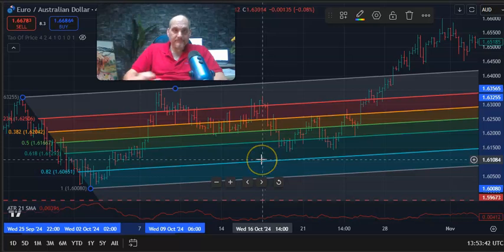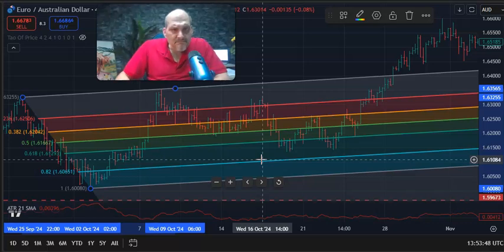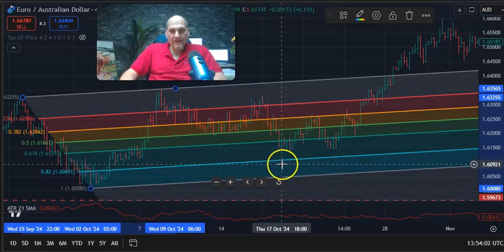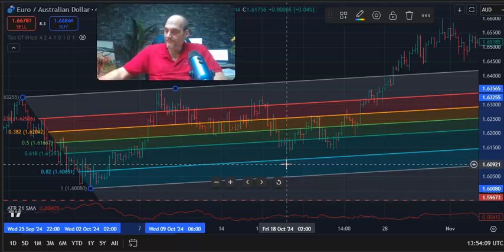So I'm going to take the high, which is 163.28, I think, something like that. And I'm going to look at the low right here, which is 161.34. That gives me 194 pips.